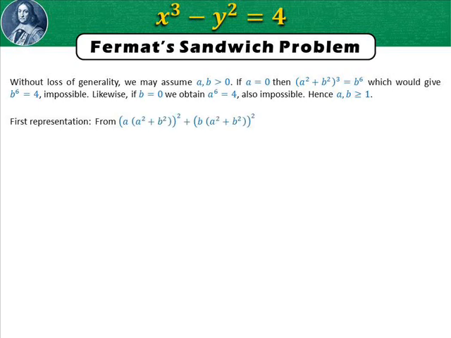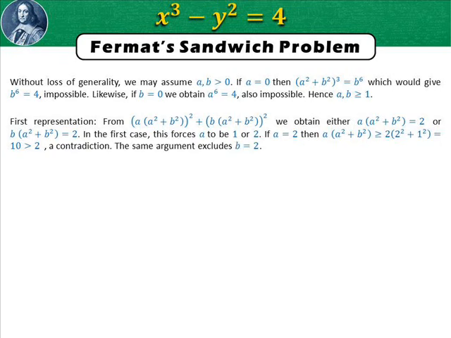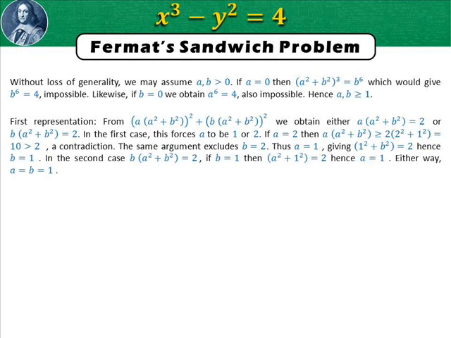First representation. From this sum of two squares, one of the two terms must equal 2. In the first case, this forces a to be 1 or 2. If a equals 2, then the term is greater than or equal to 10, which is bigger than 2, a contradiction. The same argument excludes b equals 2. Thus, a equals 1, giving 1 plus b squared equals 2, hence b equals 1. In the second case, the second term equals 2. If b equals 1, then a squared plus 1 equals 2, hence a equals 1. Either way, a equals b, which equals 1.